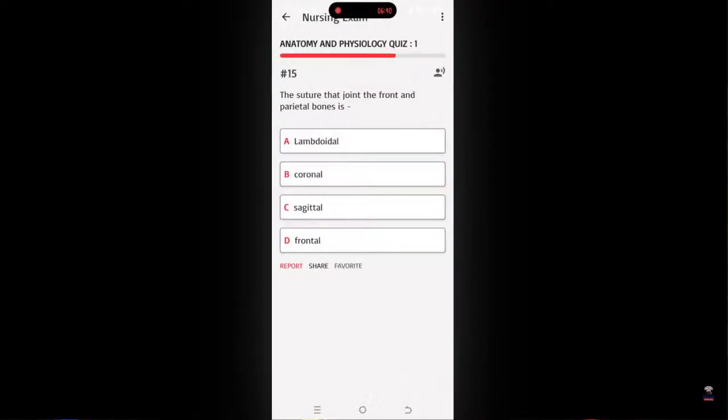The suture that joins the frontal and parietal bones is A. Lambdoidal, B. Coronal, C. Sagittal, D. Frontal.